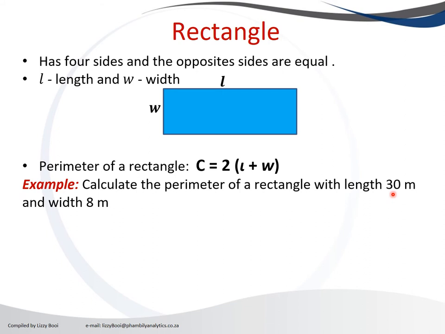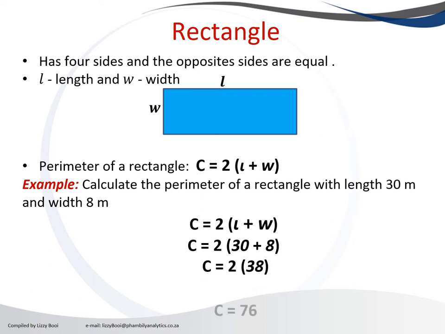Let's look at an example. Calculate the perimeter of a rectangle with the length of 30 and the width of 8. So this side is 8 and this side is 8, and this side is 30 and that side is 30 as well. We're going to substitute. 2 times our length of 30 plus our width of 8 will give us 38, times 2 will give us 76. And therefore, the perimeter of this rectangle is equal to 76 meters.